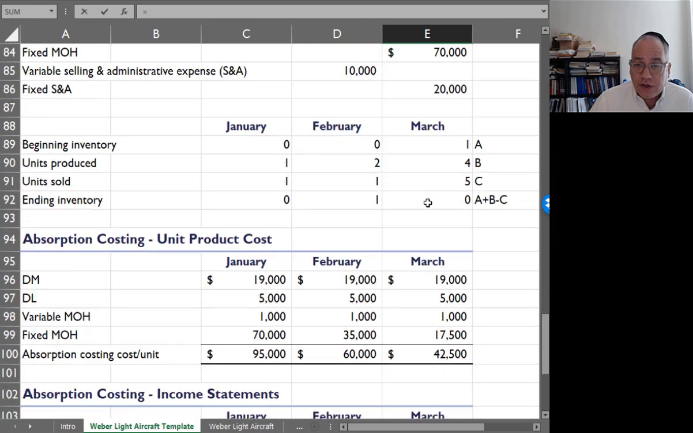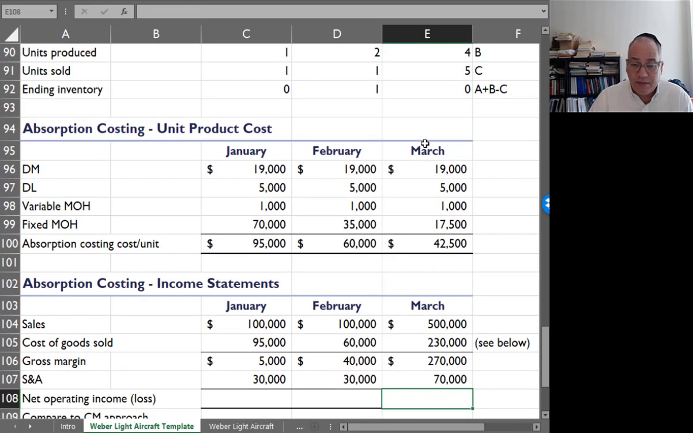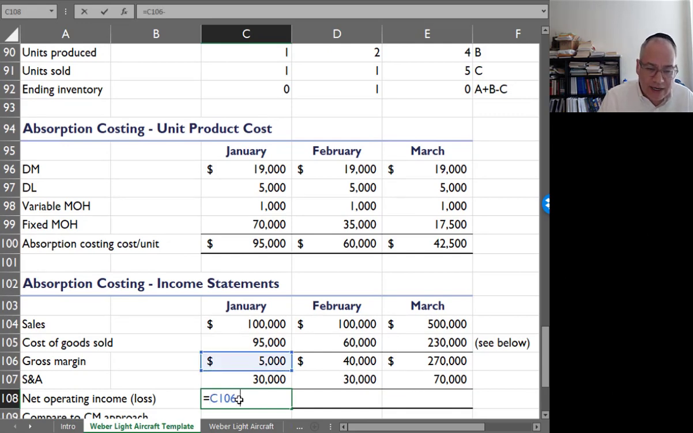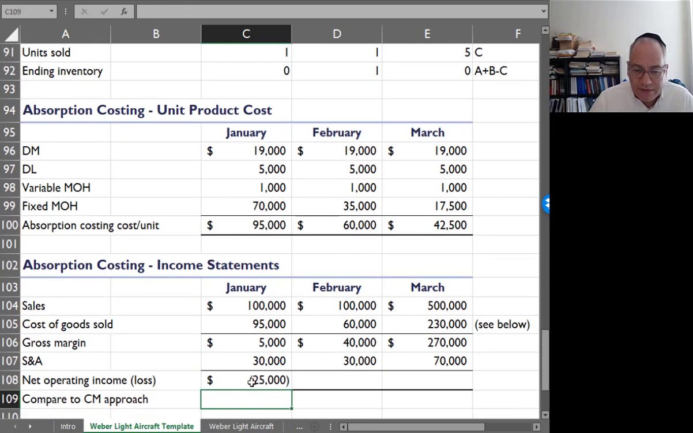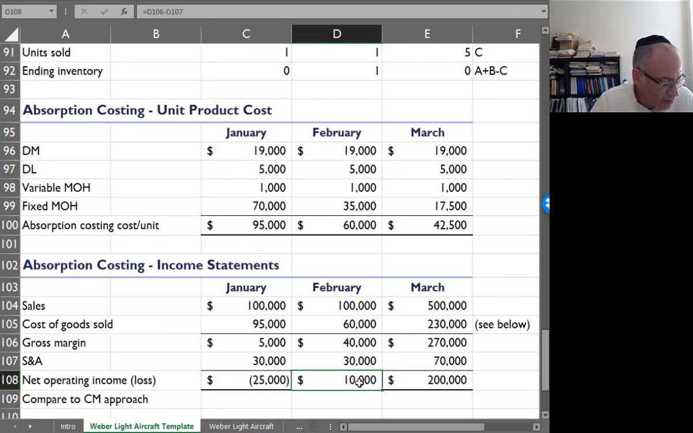For March, it's going to be a little different because I sold 5 units and the variable selling and administrative is $10,000 per unit, plus I had a fixed S&A of $20,000. So 5 times $10,000 is $50,000 plus $20,000 is going to be equal to $70,000. And that'll give me net operating income of a $25,000 loss in January, $10,000 in income in February, and $200,000 in income in March.